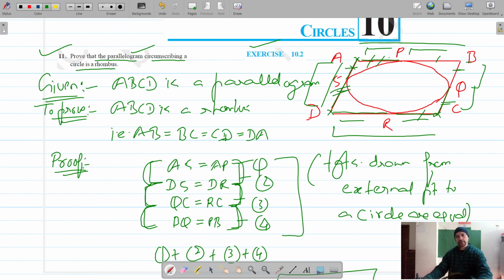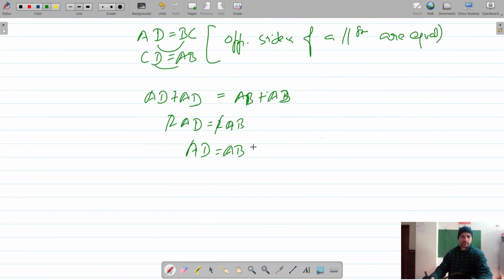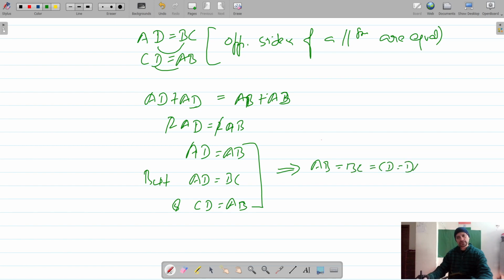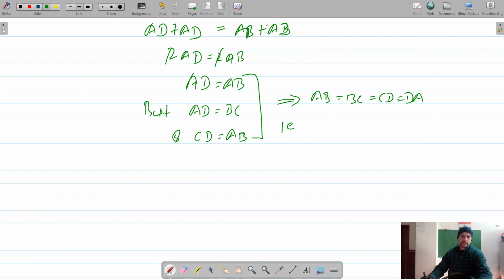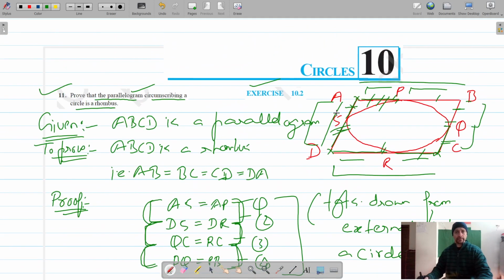So AD is equal to AB, but AD is equal to BC and AB is equal to CD. So that means that all the sides are equal. So all these give us that AB is equal to BC is equal to CD is equal to DA. So that means ABCD was a parallelogram with all sides equal, which makes it a rhombus. So ABCD is a rhombus as all of its sides are equal. And this solves our question number 11.